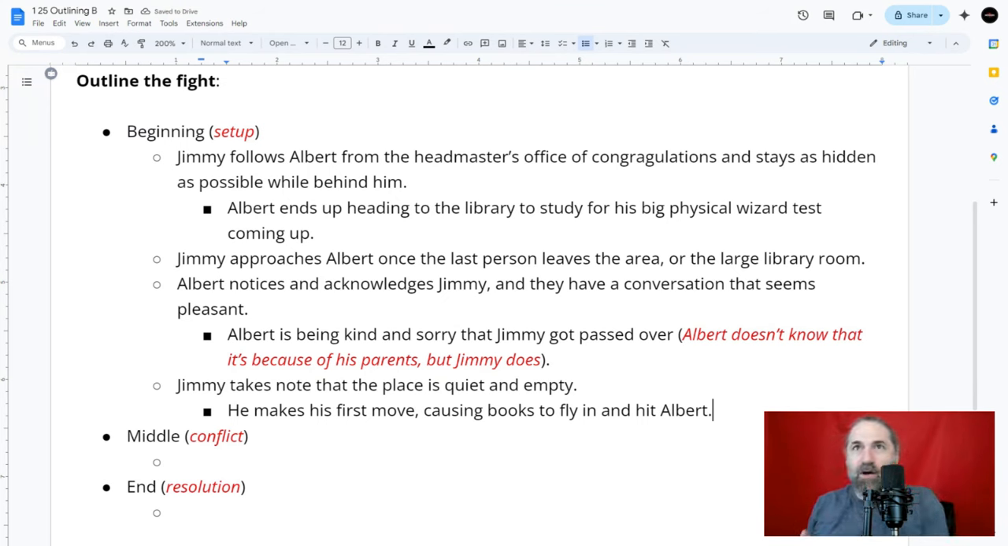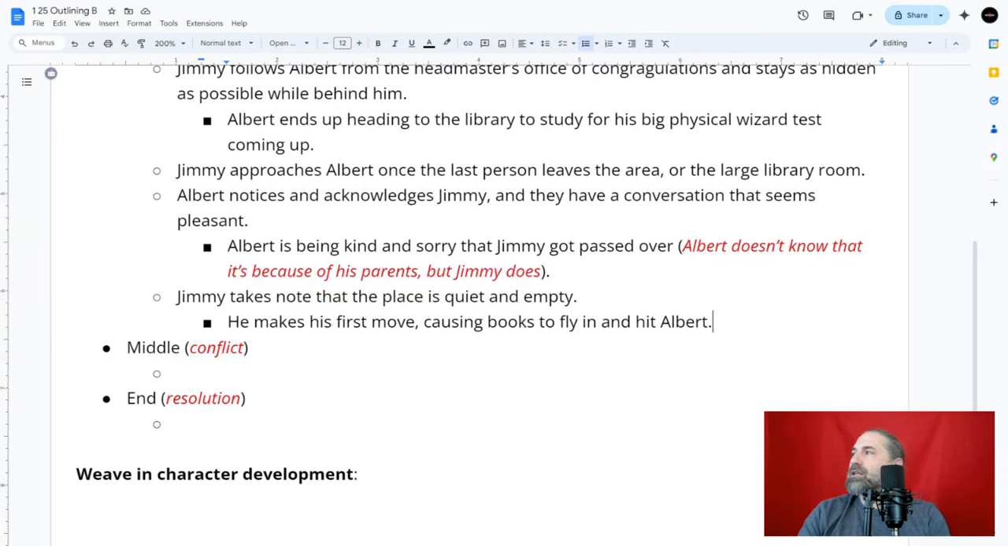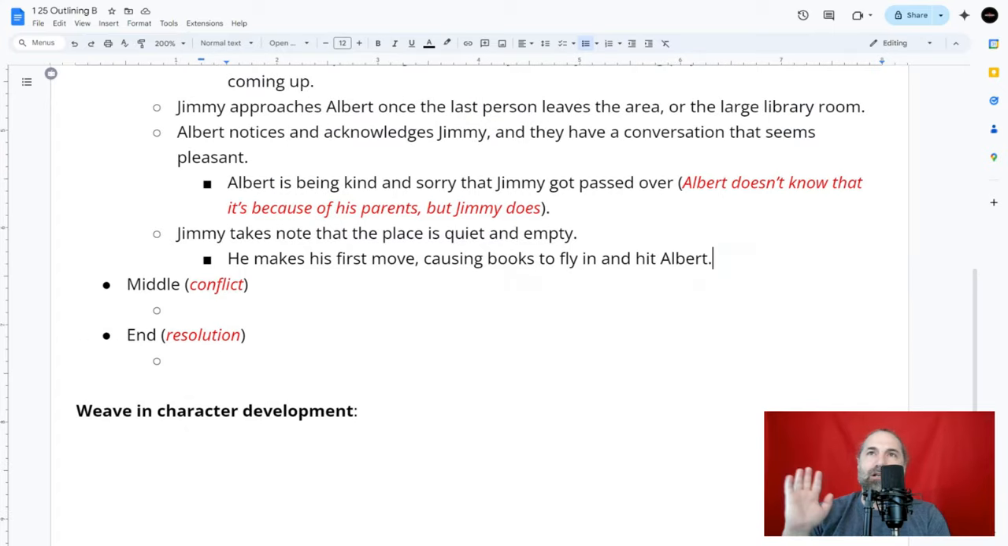The fight, by the way, started as soon as Jimmy Two Fingers made the choice to follow Albert. But as you can see, the fight doesn't have to physically be a fight, but it is the beginning of the confrontation. He is following him with purpose. All right. If you notice, I didn't really go too specific. I was just like, causing books to fly in and hit him. I'm not writing like, oh, he took a very specific book, the book of blah, blah, blah, and he used it and hit Albert's head, causing books to fly and hit Albert.